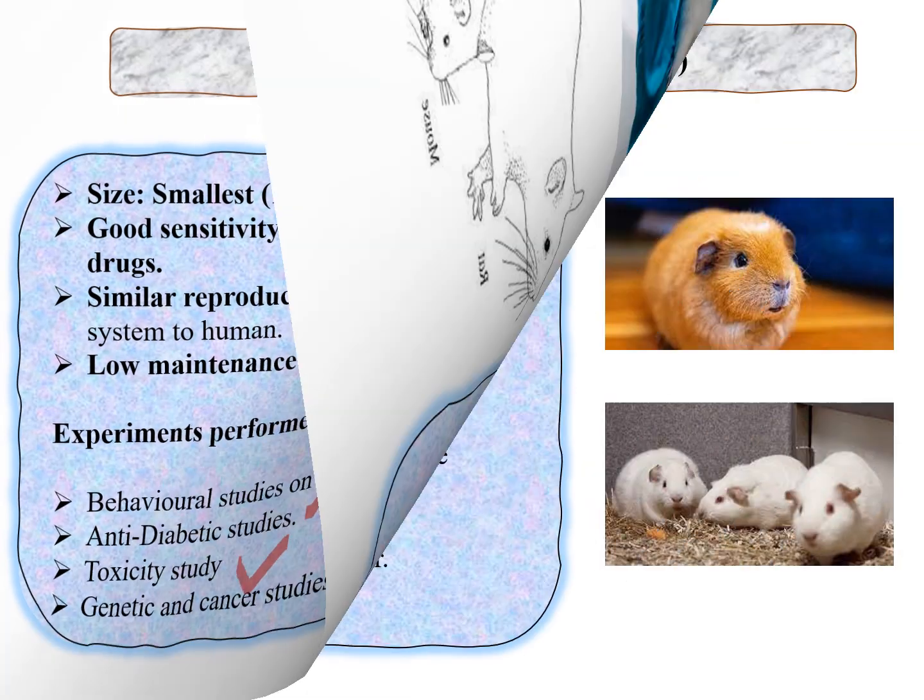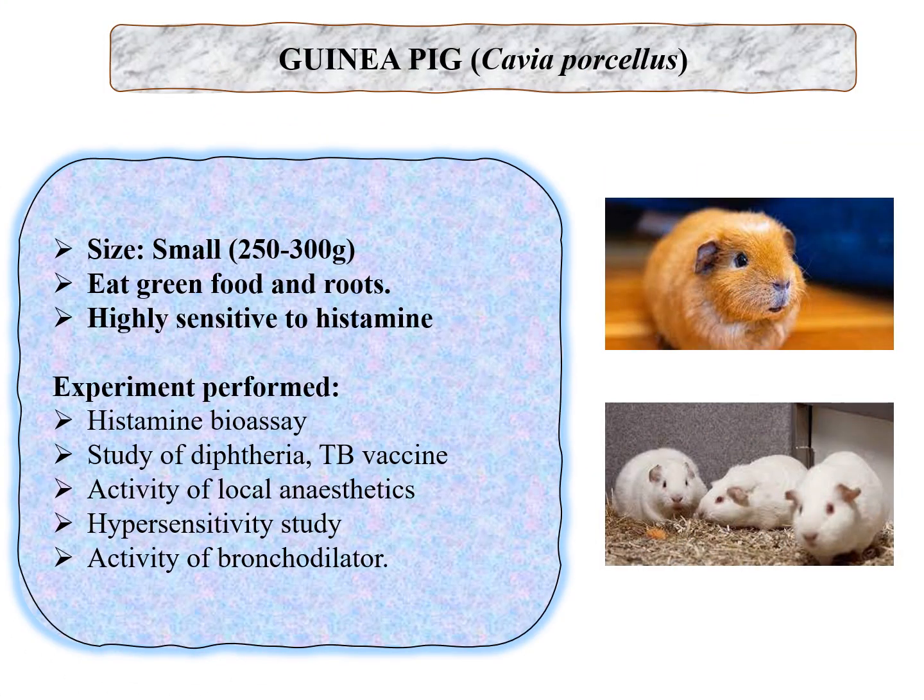Next experimental animal is the guinea pig. The biological name is Cavia porcellus. They are small in size, around 250 to 300 gram. They eat green vegetables and roots. They are highly sensitive to histamine. Since they are sensitive to histamine, it can be used in histamine bioassay, study of diphtheria vaccine, TB vaccine, activity of local anesthetic, hypersensitivity study, and activity of bronchodilator can also be done on guinea pig.